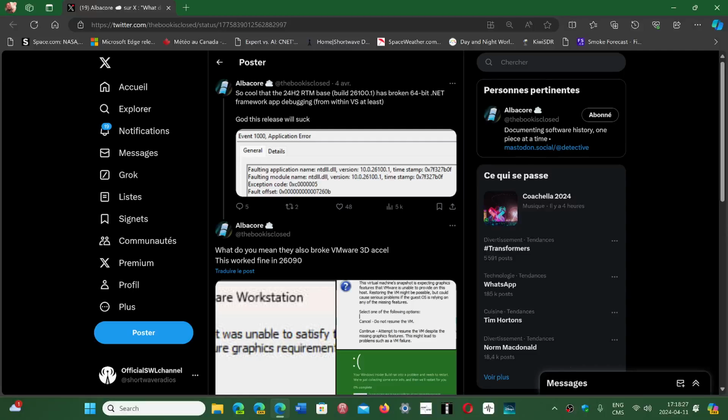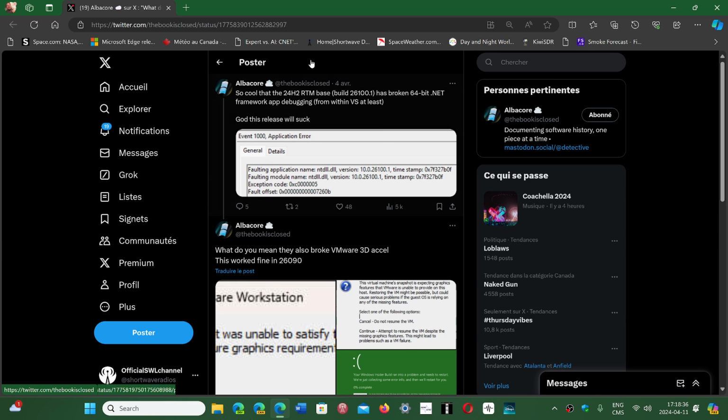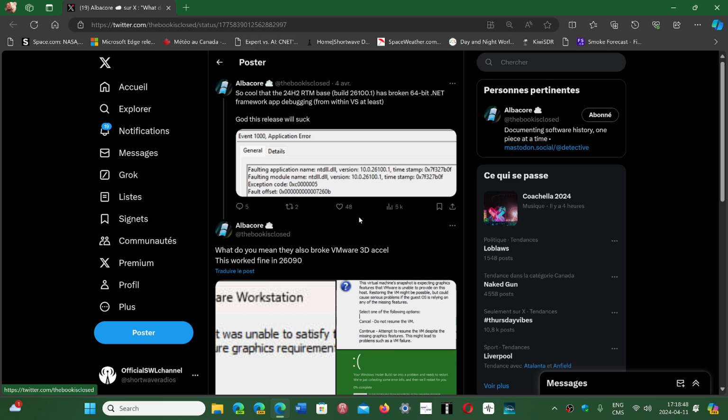Halfcore, one of the Twitter or X users that we follow who has a lot of info, is talking about how he's been having a lot of problems, and he's talking about RTM build 26100.1, broken 64-bit .NET Framework app debugging, and blue screens. Zac Bowden of Windows Central is also going crazy about his PC. He installed the 24H2 build and just has a lot of issues.